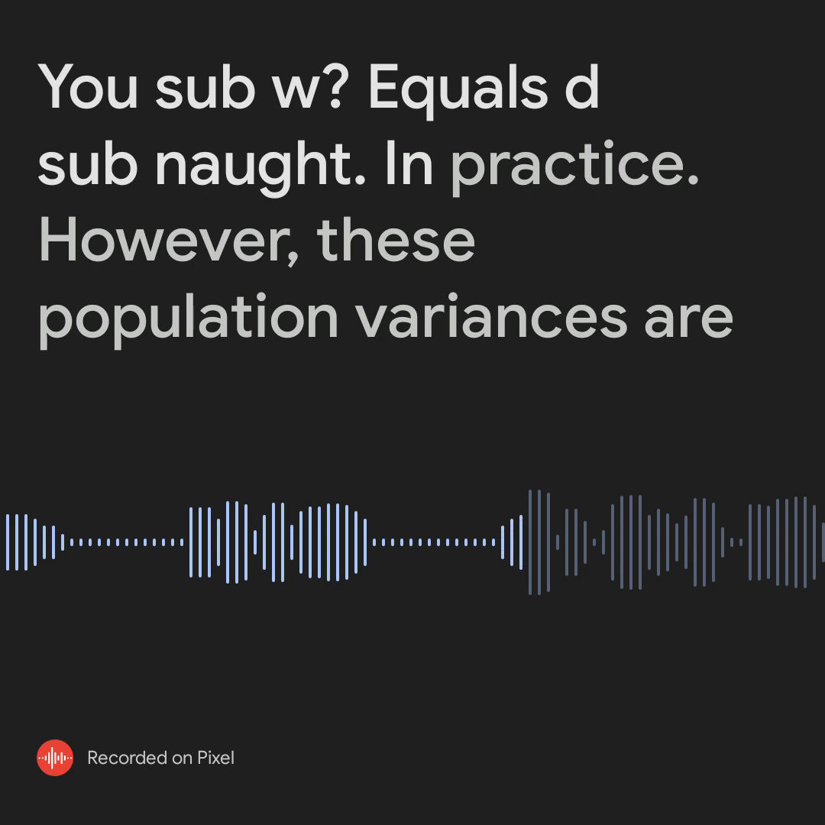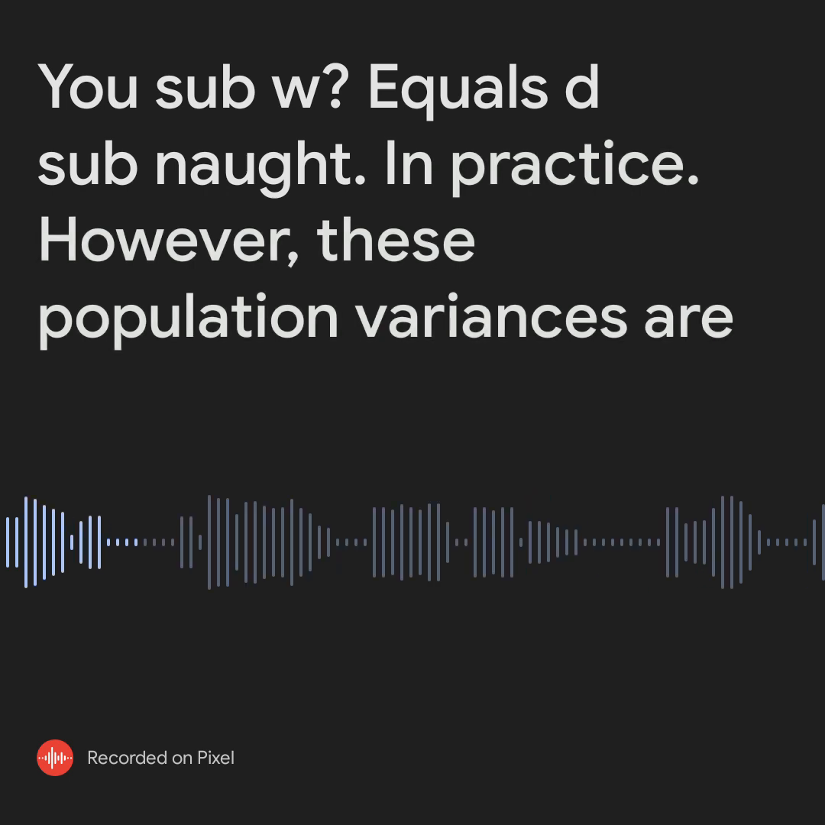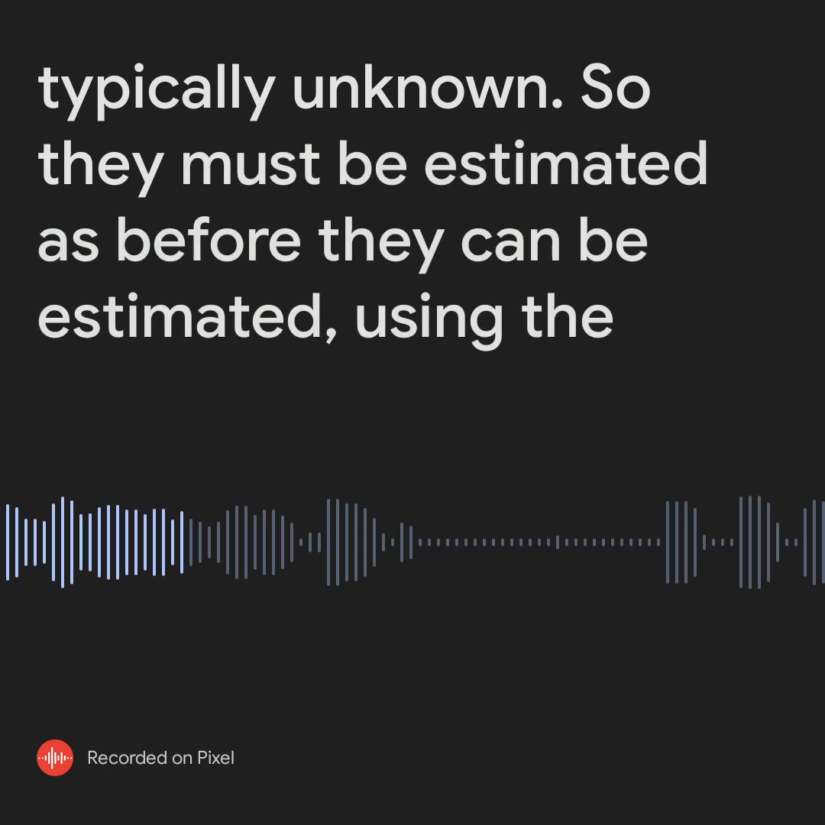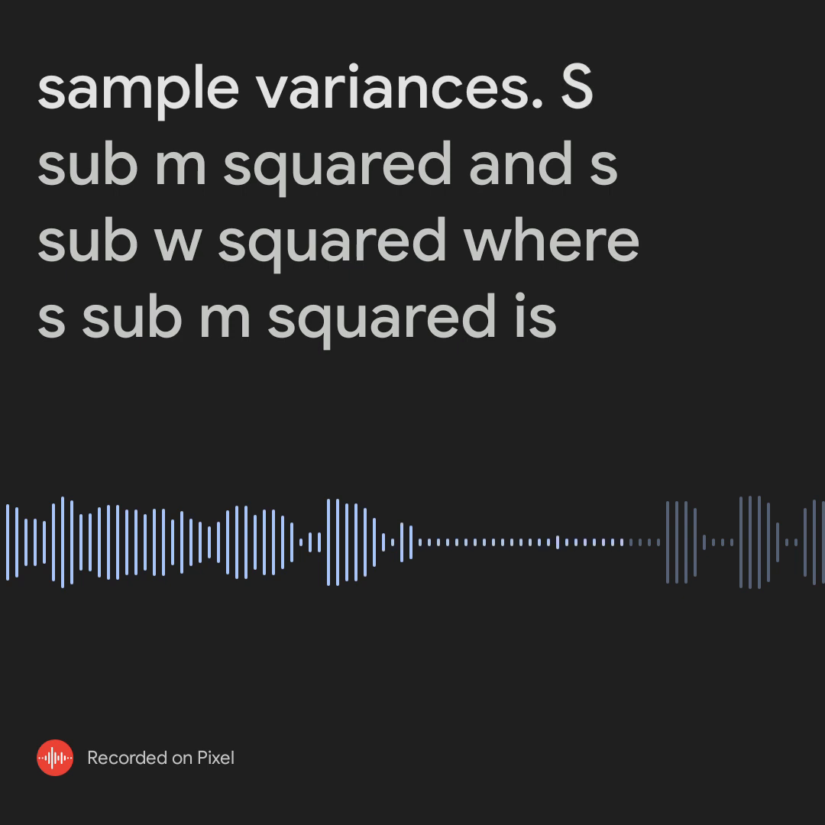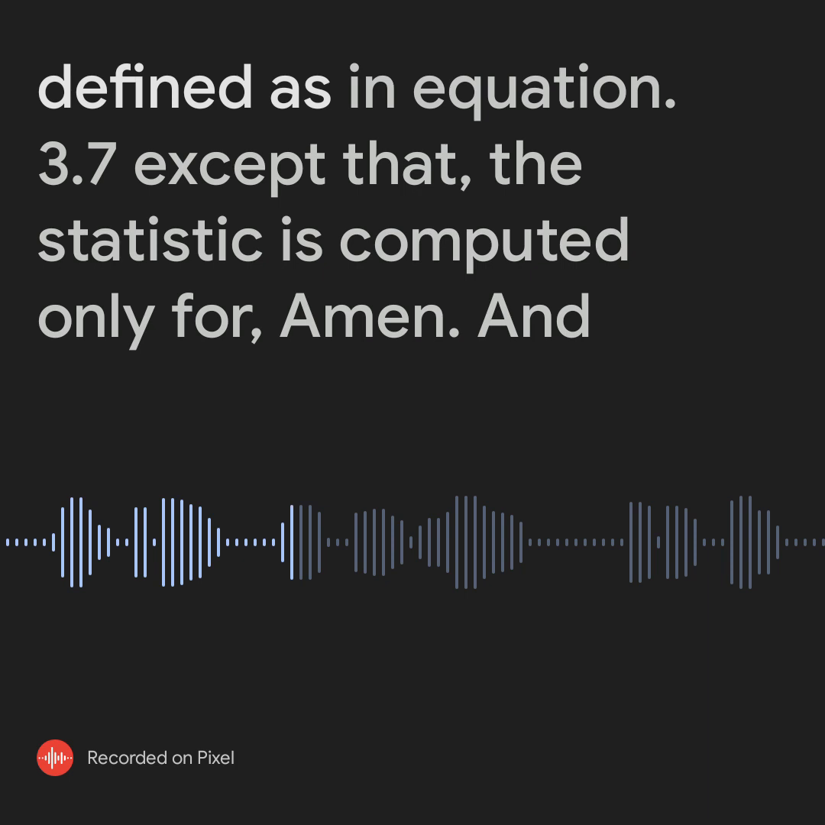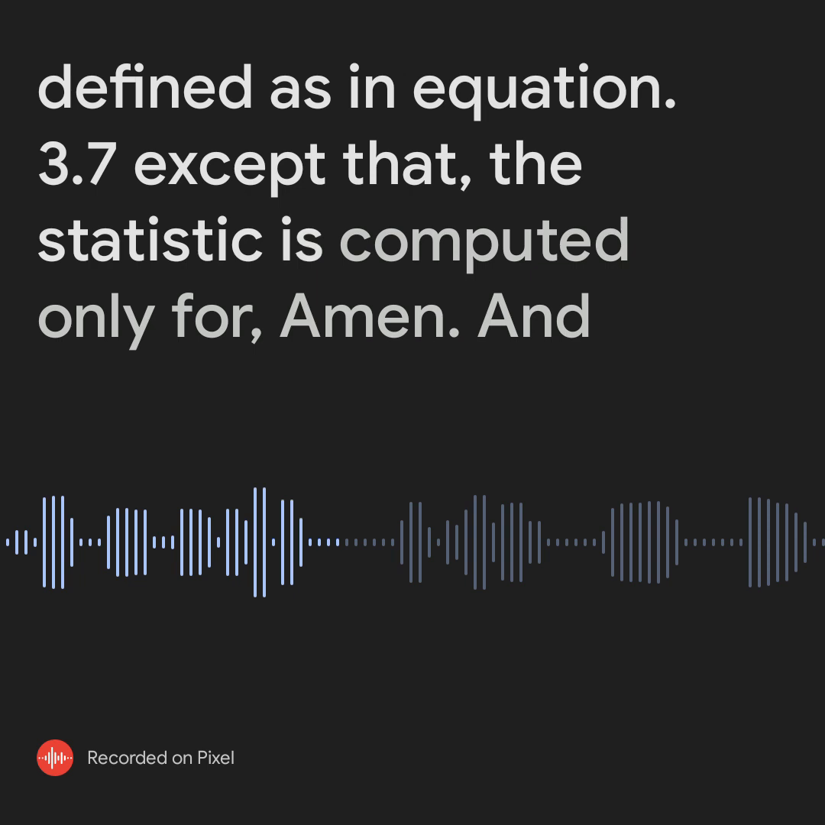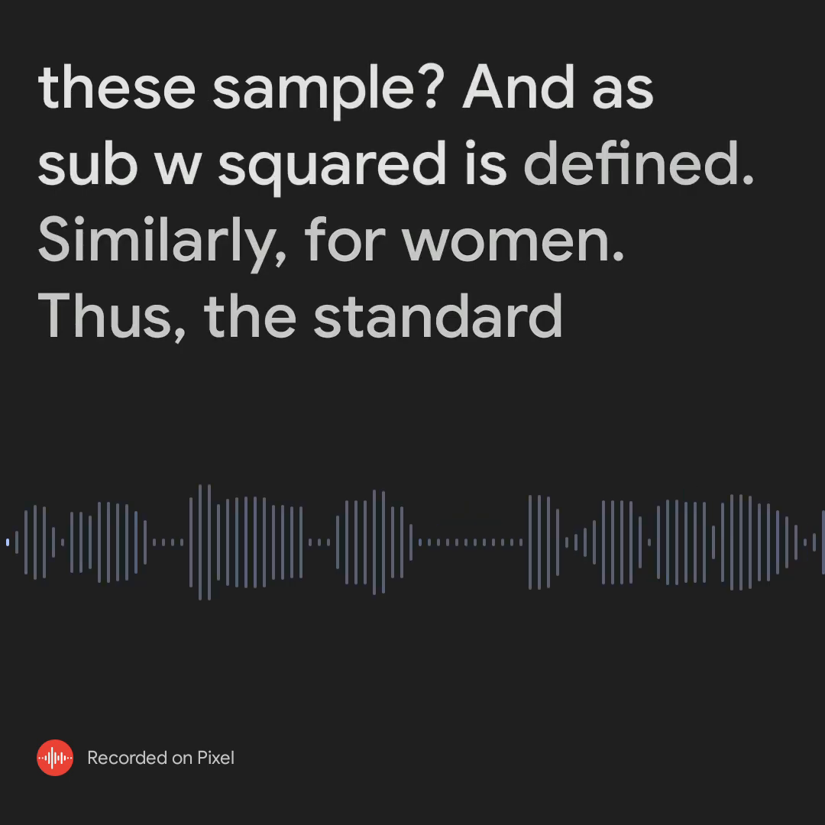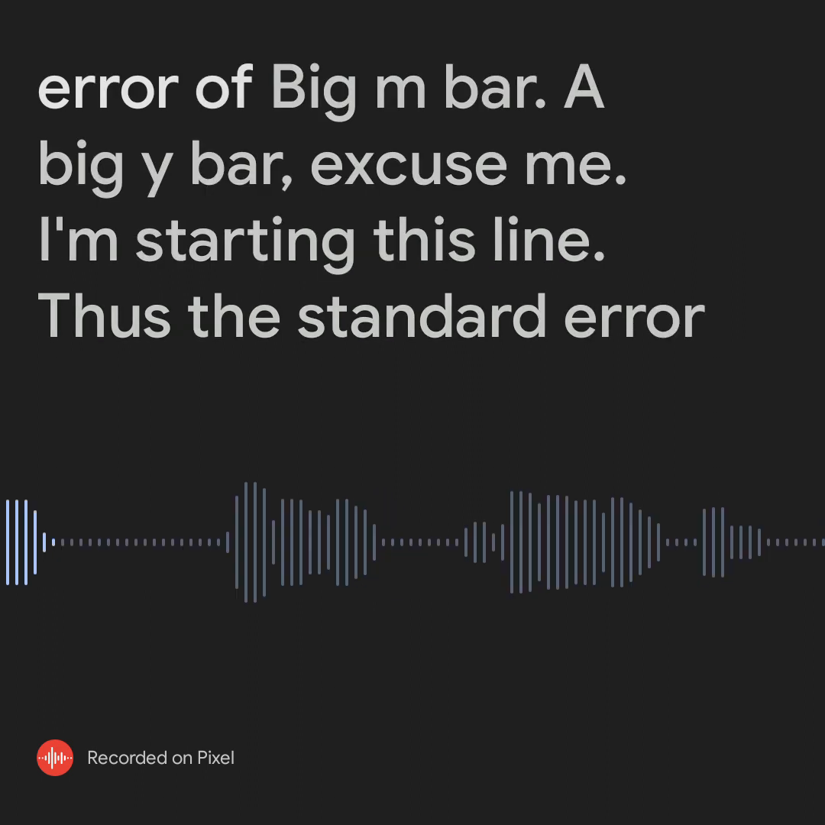In practice, however, these population variances are typically unknown, so they must be estimated. As before, they can be estimated using the sample variances S sub M squared and S sub W squared, where S sub M squared is defined as in equation 3.7, except that the statistic is computed only for the men in the sample, and S sub W squared is defined similarly for women.